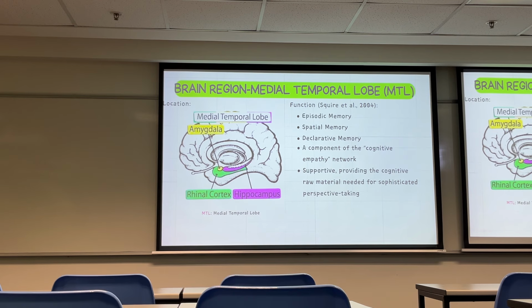The first one is episodic memory. It is essential for forming, consolidating, and retrieving autobiographical memories, the memories of specific events from your personal past. The second one is spatial memory. The hippocampus, in particular, is crucial for creating a cognitive map of our environment. The last one is declarative memory. The MTL is key for conscious recall of facts and events.